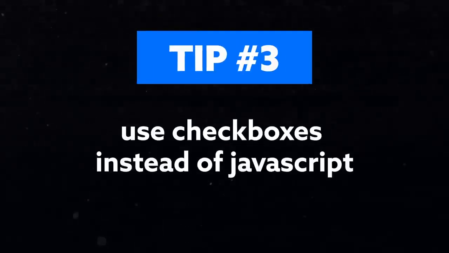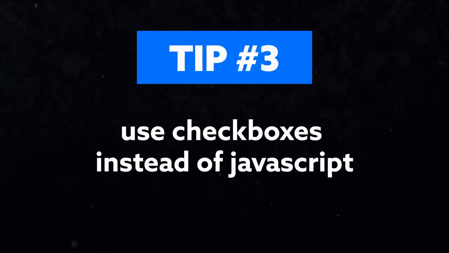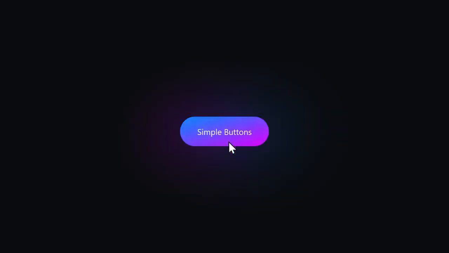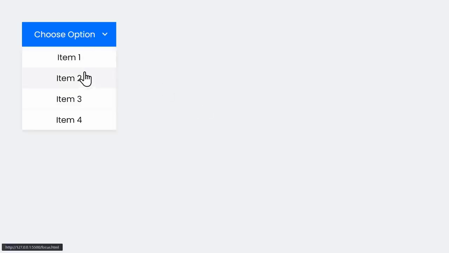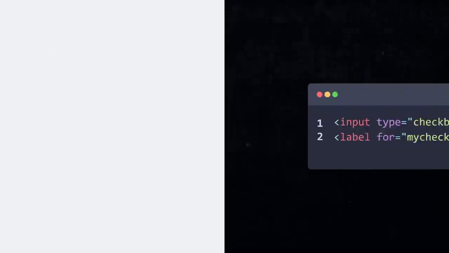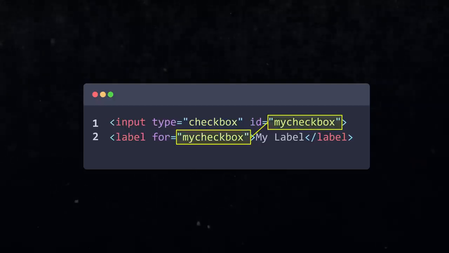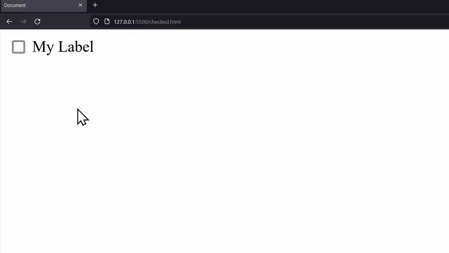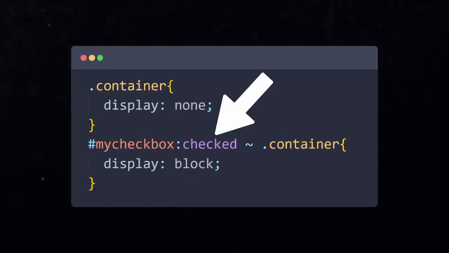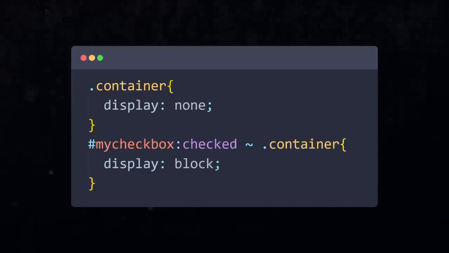Did you know that in many cases you don't need JavaScript to create user interactive elements? Simple buttons or drop-down menus can be achieved in CSS only, if you know a little trick that involves using checkboxes. Since labels and checkboxes can be connected using the for attribute, you already have the foundation of your button. Now you can use the checked pseudo class on your checkbox to check if the label was clicked or not.